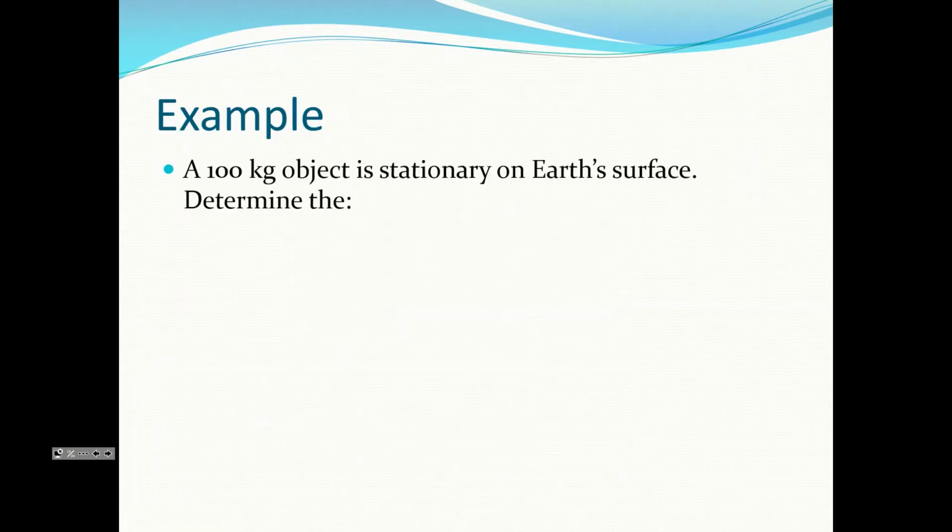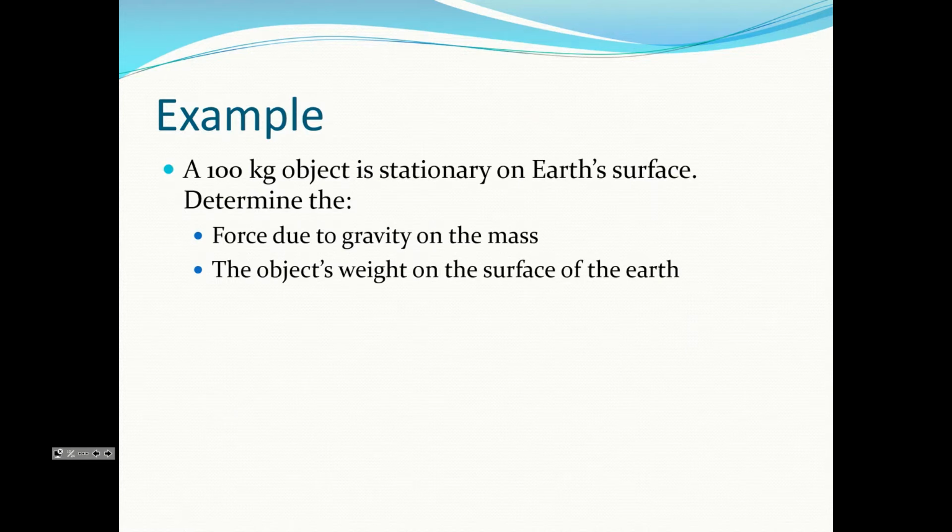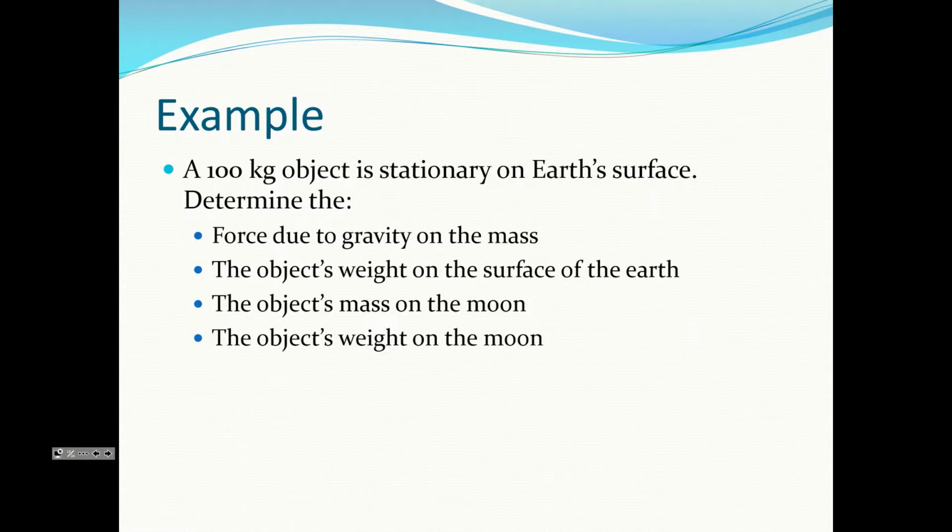So let's do an example. A 100 kilogram object is stationary on Earth's surface. Determine the force due to gravity on the mass, the object's weight on the surface of the Earth, the object's mass on the moon, and the object's weight on the moon. So let's do all those.